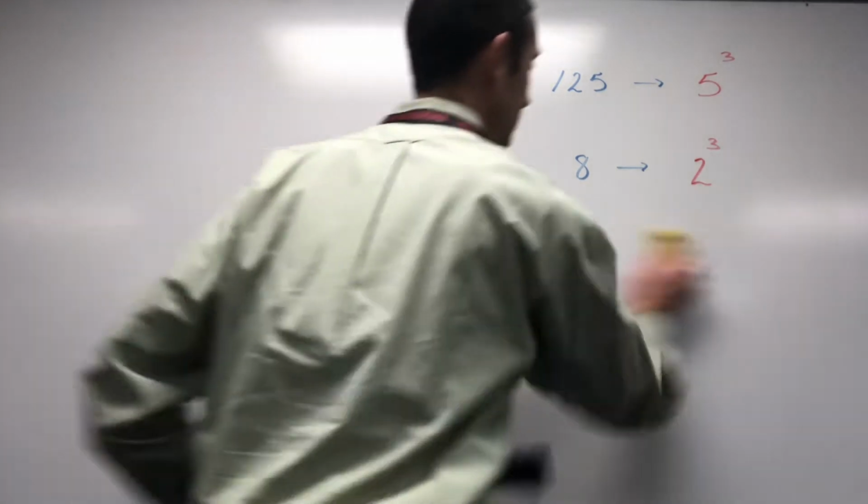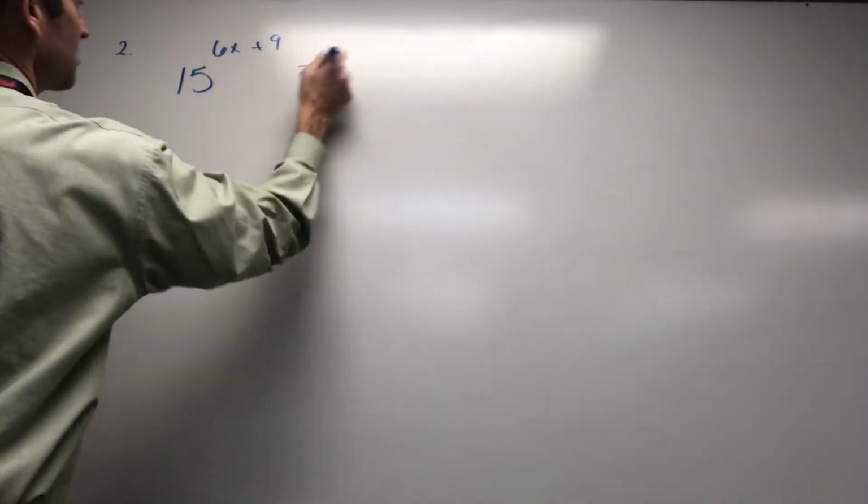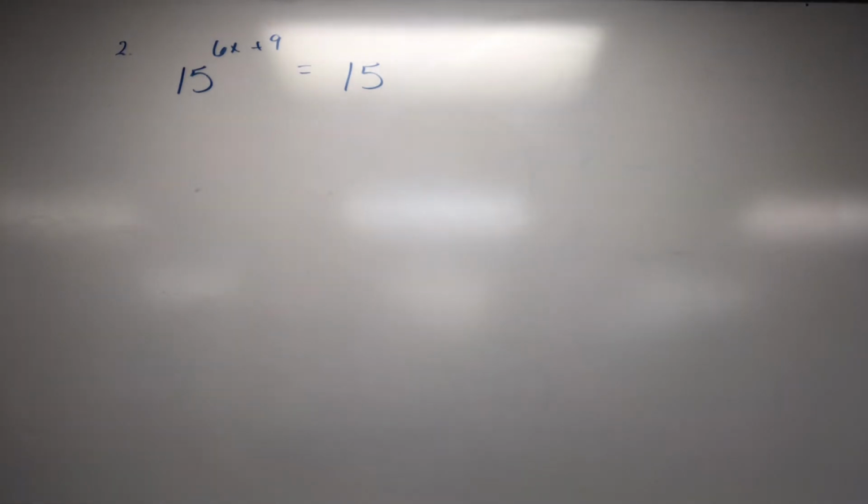All right, let's do this. So that was a giant example 1. Let's do example 2. Let's go one you don't have to rewrite. 15 to the 6x plus 9 equals 15 to the 4x minus 7.